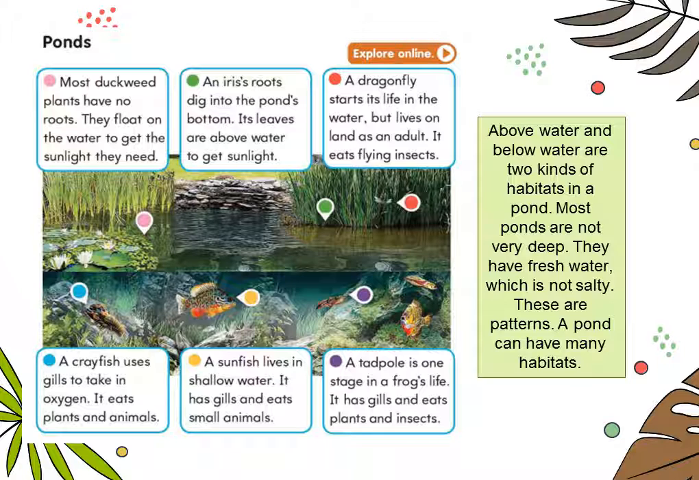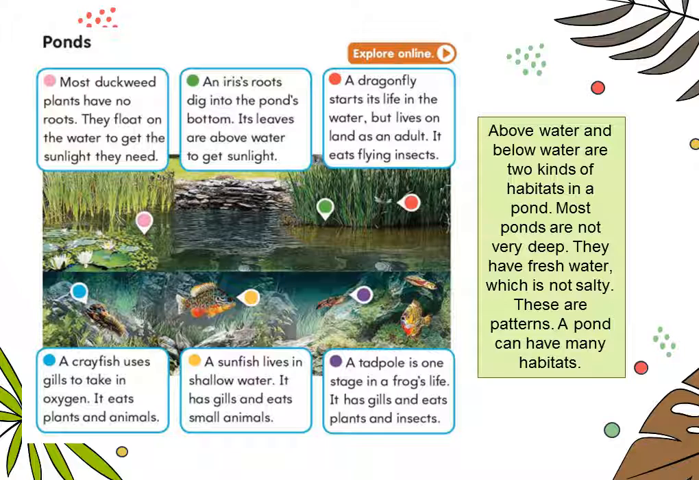Above water and below water are two kinds of habitats in a pond. Most ponds are not very deep. They have fresh water which is not salty. These are patterns. A pond can have many habitats.